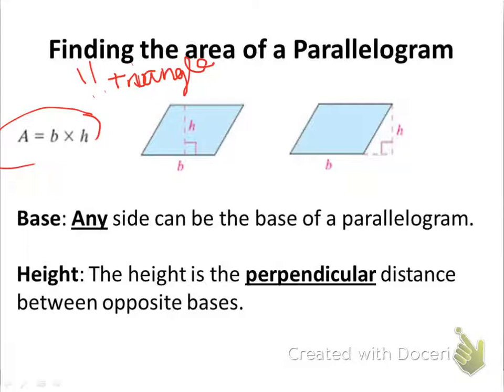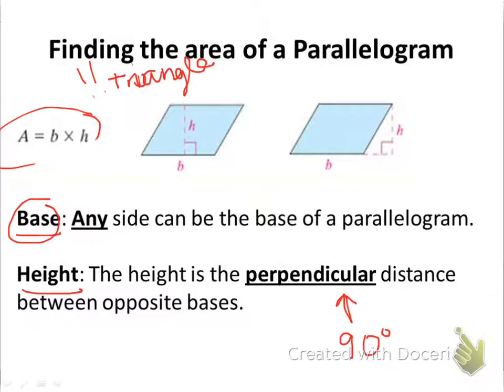The base of a parallelogram can be any side of the parallelogram. So any side can be the base. The important thing is that the height can only be one thing depending on which base you choose. The height is the perpendicular distance between opposite bases. Perpendicular is a fancy word which means a line that's 90 degrees.